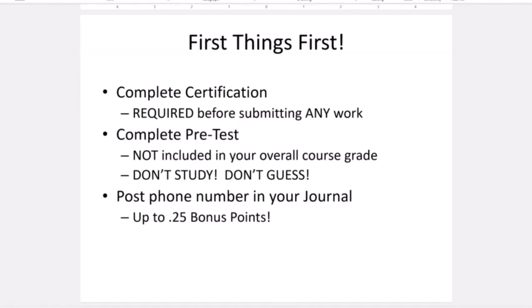Also, in this first week, if you post your phone number in your journal, and I'll show you where the journal is, I'm the only one who can see the journal. It really helps me if I need to find you to have your phone number in the journal, because I can find it through Kaiser, but often I have the wrong phone numbers with Kaiser. It would just be so much easier if you told me the best number to reach you at in case I need to. And you get bonus points for that.